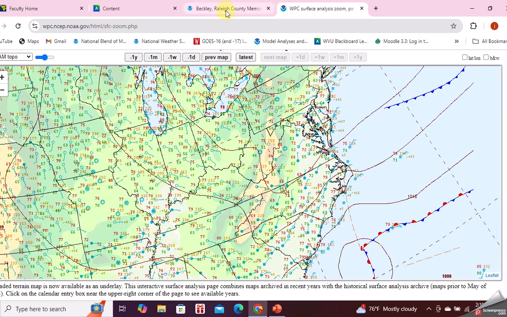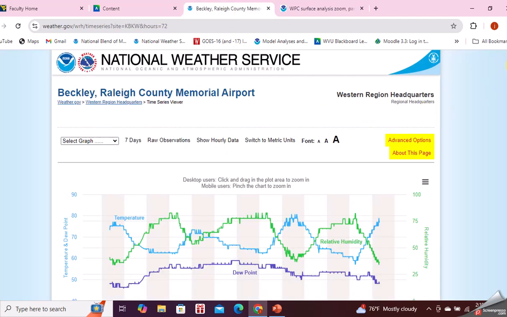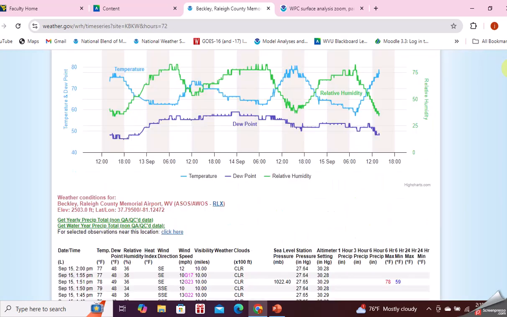I also wanted to show you Beckley as a 3-day meteogram. You're going to see meteograms this week in some of your labs. Temperature is the light blue curve, dew point is down here, and relative humidity is in between. We're not worried about relative humidity right now, but we are worried about temperature. During the day, the temperature is fairly warm. Notice it was in the mid 70s here. At night, temperature is down to 62, 56. It dropped off pretty quick, didn't it?